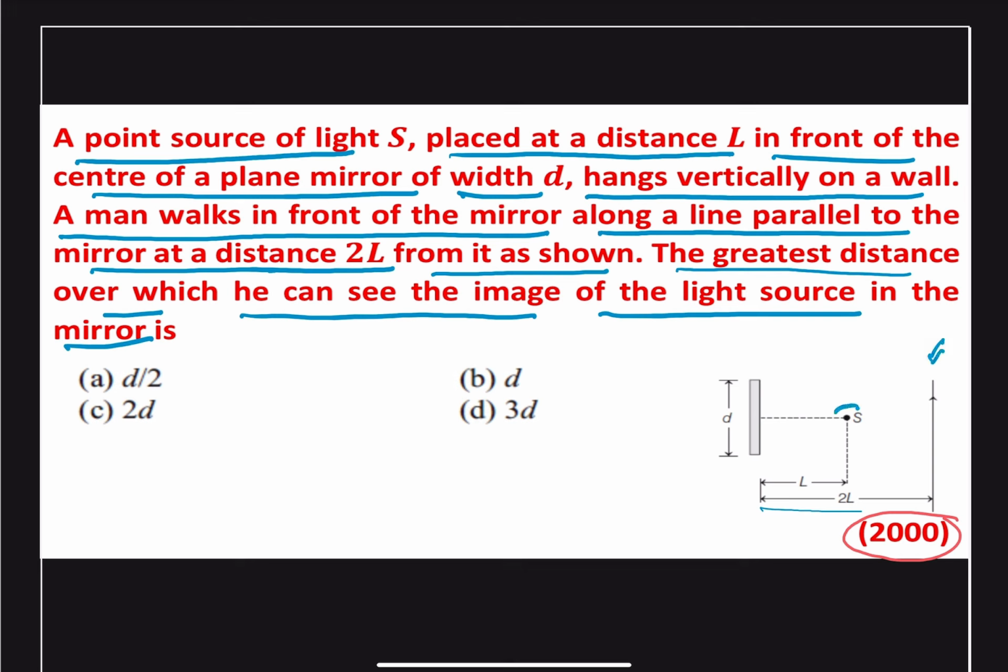So we have light source S at a distance L from the mirror, and the mirror is hung vertically, whose width is given as D. The man is walking in this direction at a distance 2L, and we have to find the maximum distance at which he can see the image. Obviously, the image of this light source will be seen only through the light that is reflected from the mirror. And we can draw an approximate figure for it.